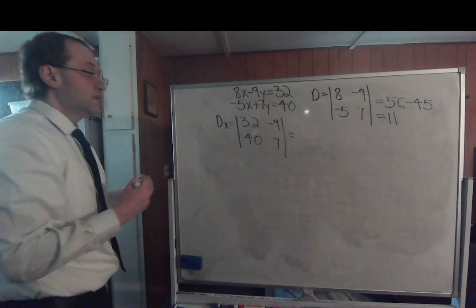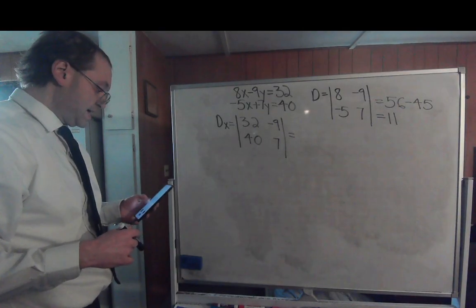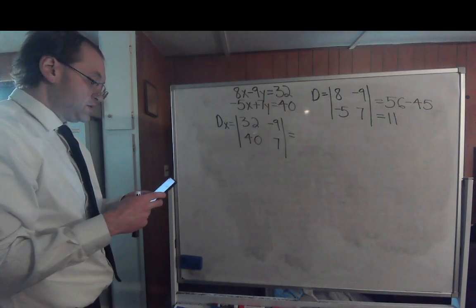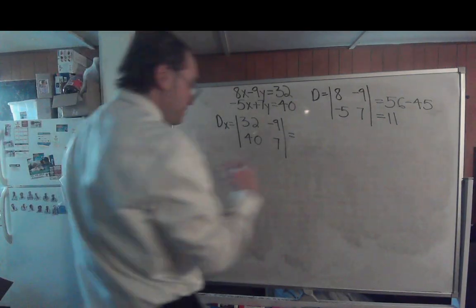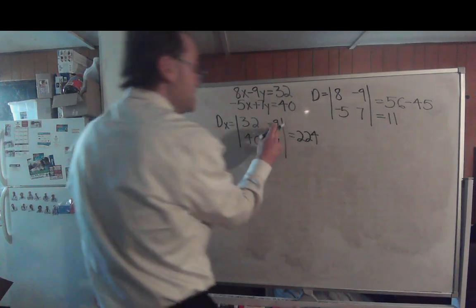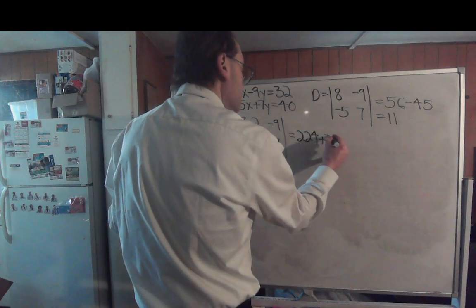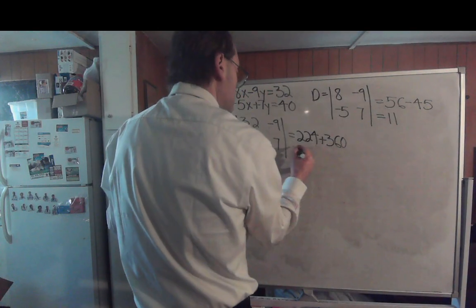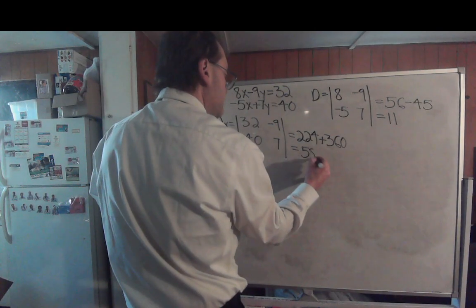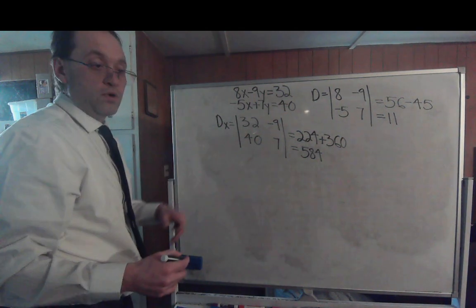All right, so let's figure out what in the heck is 32 times 7. That I don't know off the top of my head. 224, all right. Minus -9 turns into +9 times 40. That would be plus 360. So what is 224 plus 360? Well, that would end up being 584. So d sub x is 584.